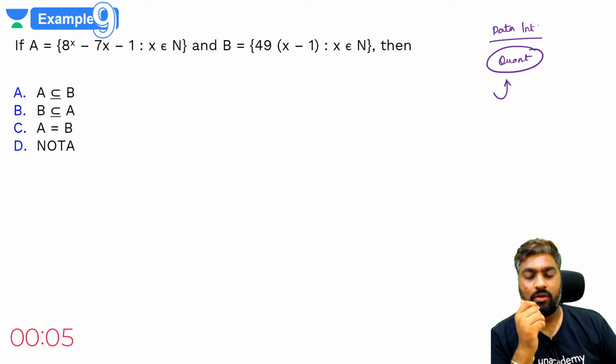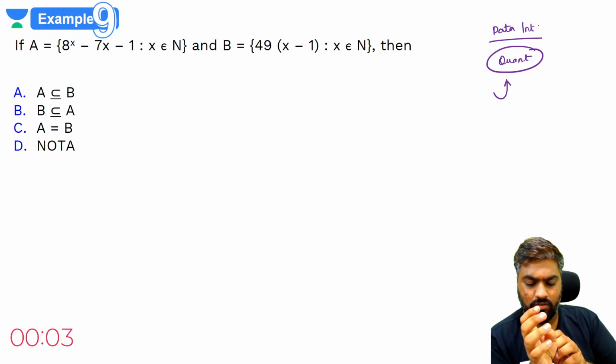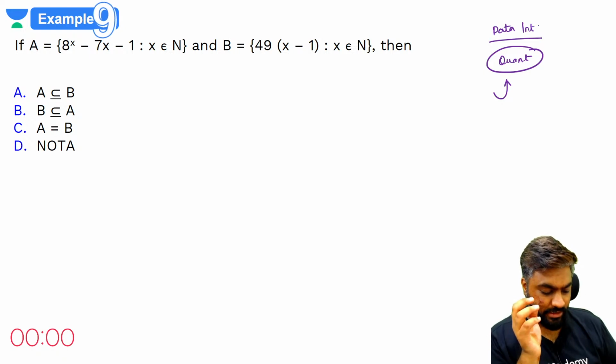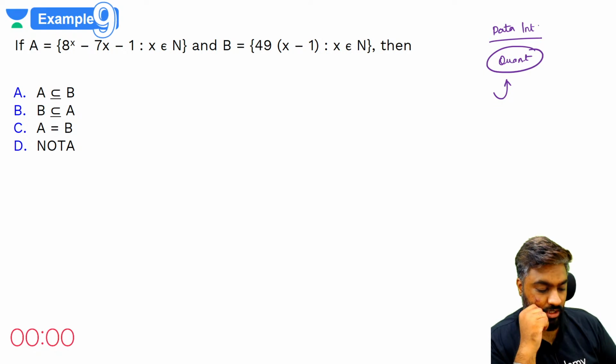How many of you know binomial expansion? You can go for binomial expansion here if you want, but assumption will be faster for this question, right? Assumption is faster for this.